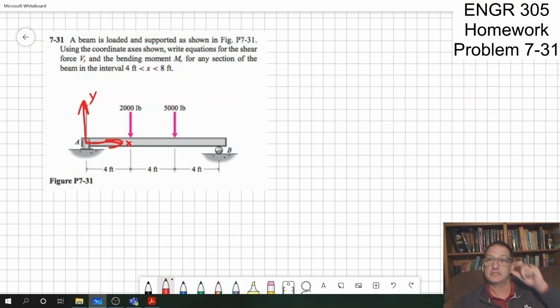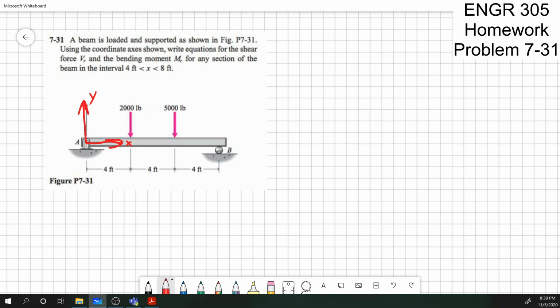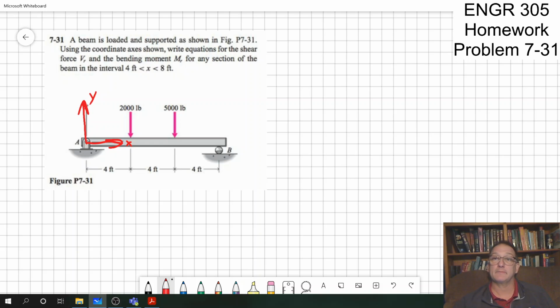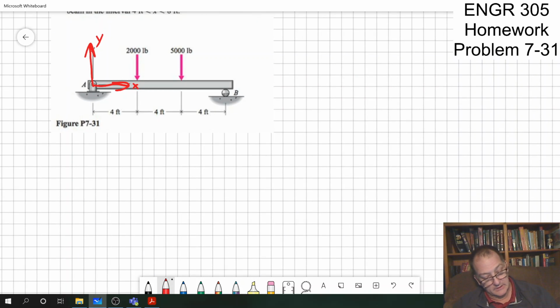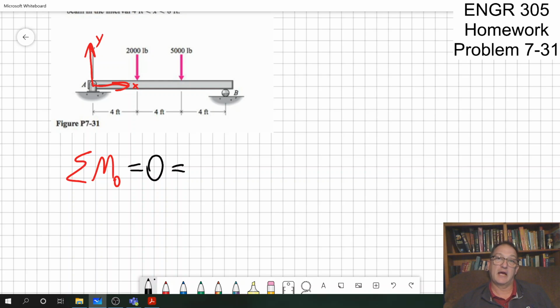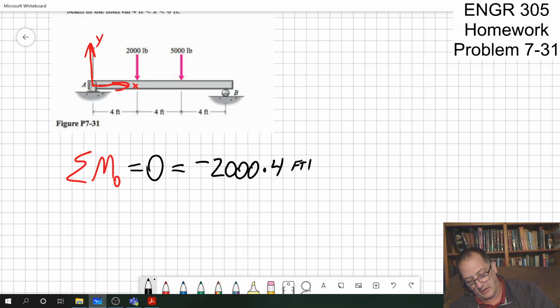let's bang it out. So the first thing to do is to find all of our reaction forces, so let's take a stab at that. I'm going to start with the sum of the moments about the origin equal to 0. The first thing I've got is the 2,000 pound force 4 feet away. So that's going to give me a negative, a rotation from Y to X. So that's minus 2,000 times 4, in foot pounds.